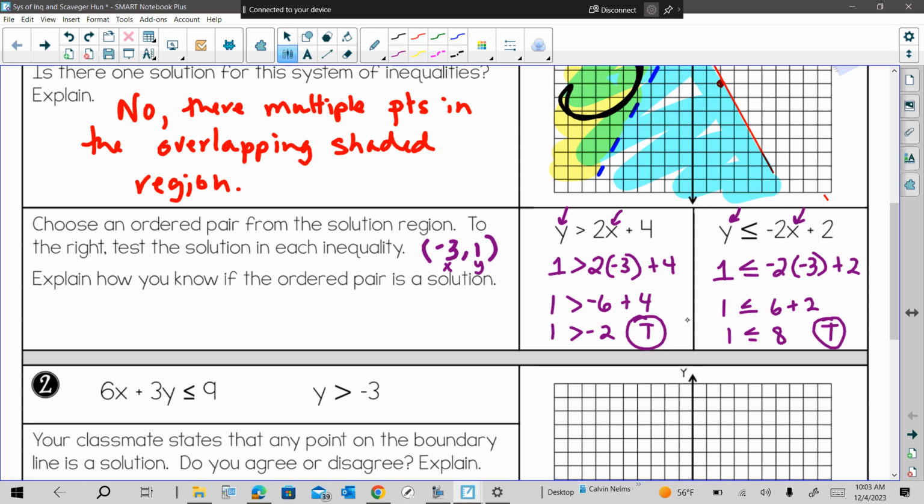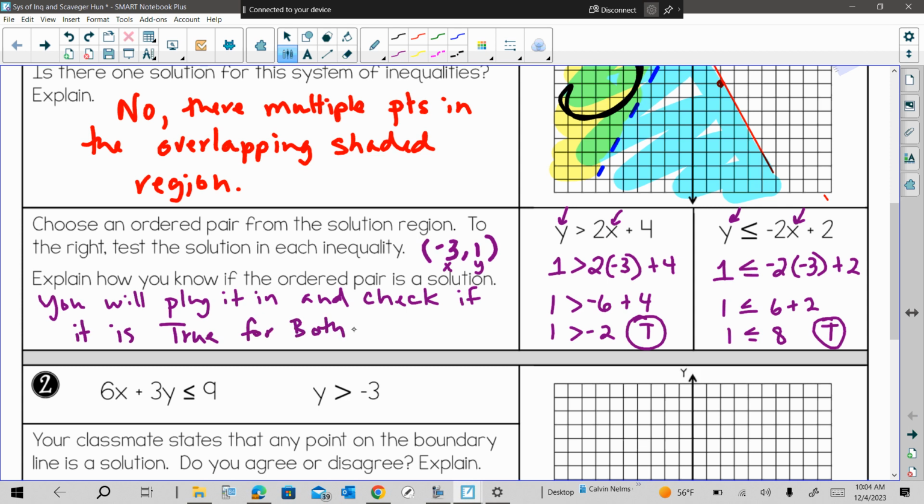So how do we know if an ordered pair is a solution? You will plug it in and check. If it is true for both, it's true for both inequalities.